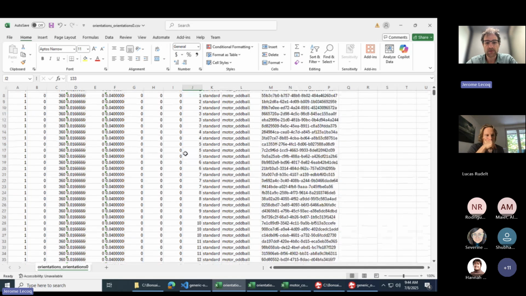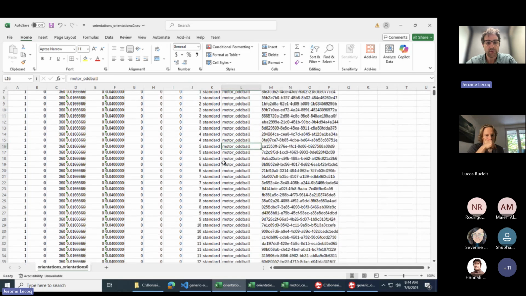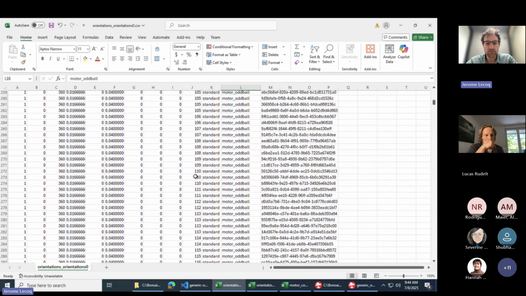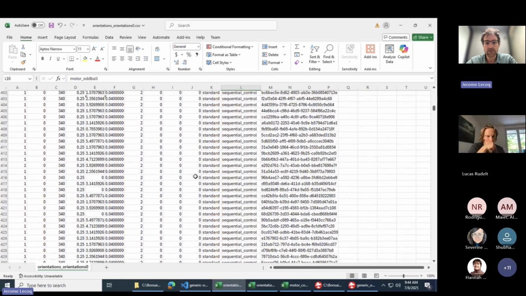The beginning here is the motor block. So we have a phase that comes in. And then as you progress through the experiment, you change context. So here we are presenting sequential controls. And so there are longer stimuli with varying orientations. So this is just the parameters of the experiments.